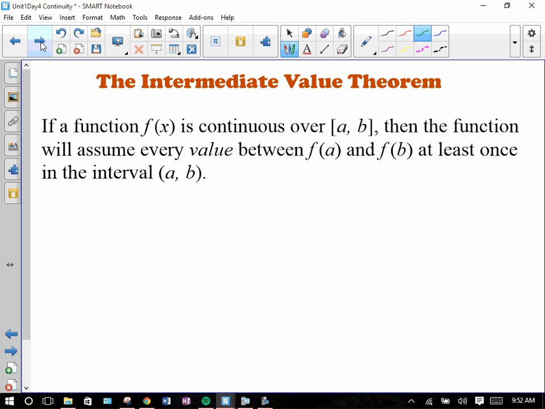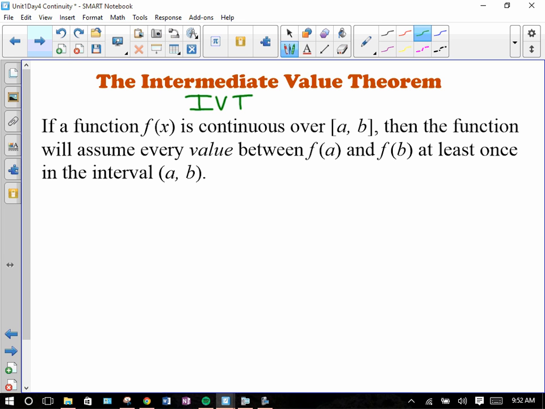So, the intermediate value theorem. Alright, we're not going to talk too much about this, but this is very important. You need to write this down. Alright? The intermediate value theorem. We're going to typically refer to it as IVT. Intermediate value theorem. This is going to come into play a lot later on.